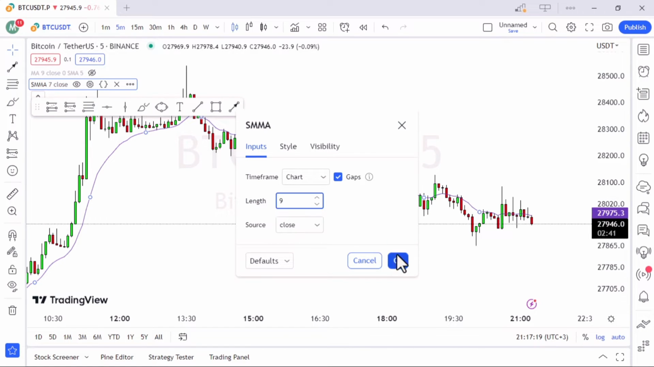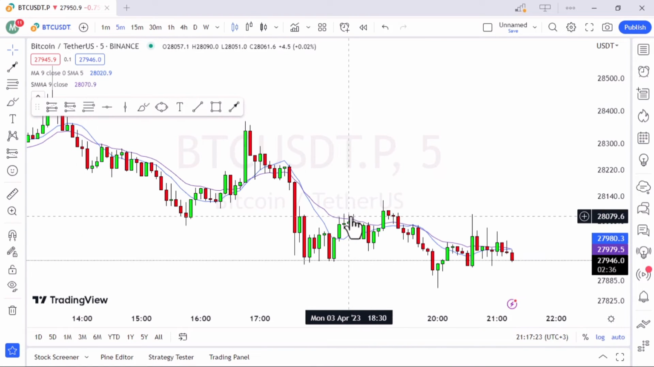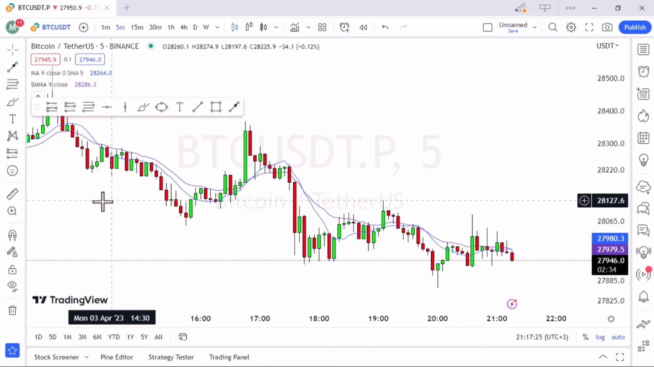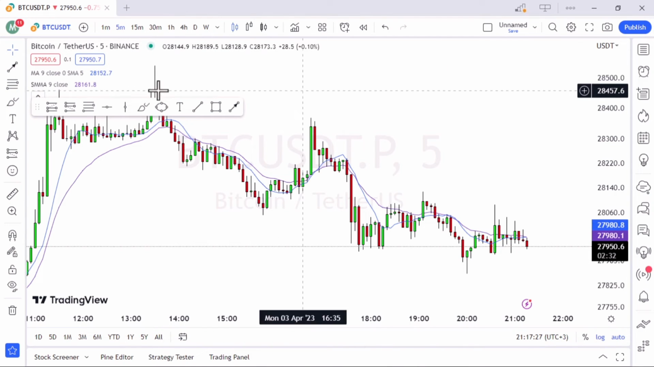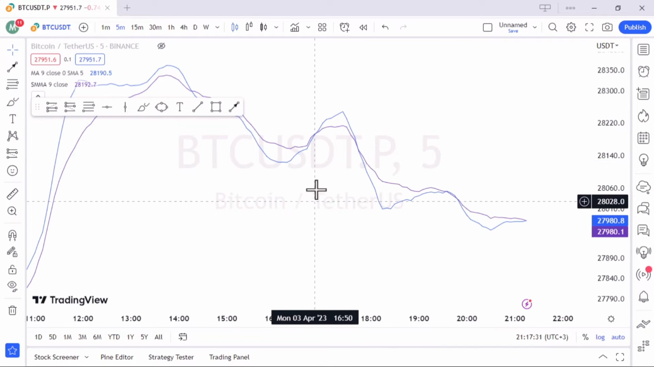You can see there are a little bit of differences because it is more smooth. If I remove the candlesticks, the purple one is the smooth moving average. You see, it doesn't have those sharp edges anymore and it is more smooth.